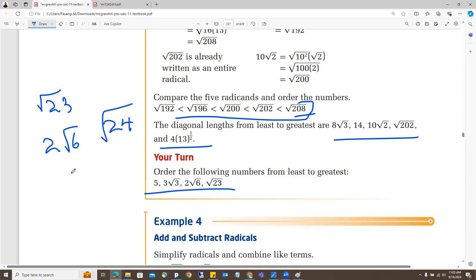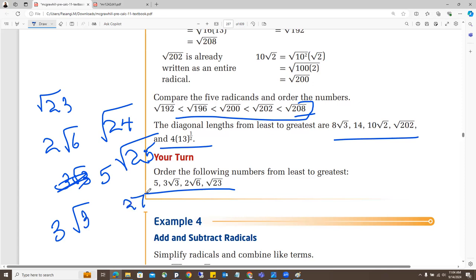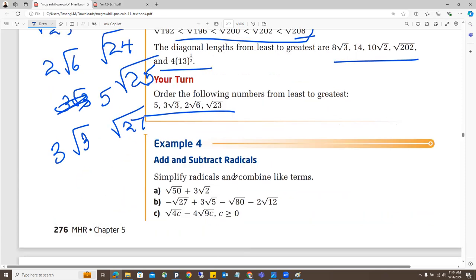Then I got 5 means square root 25, no? Then 3 over square root 3 means again we have 27. Yeah. Okay, that is correct.